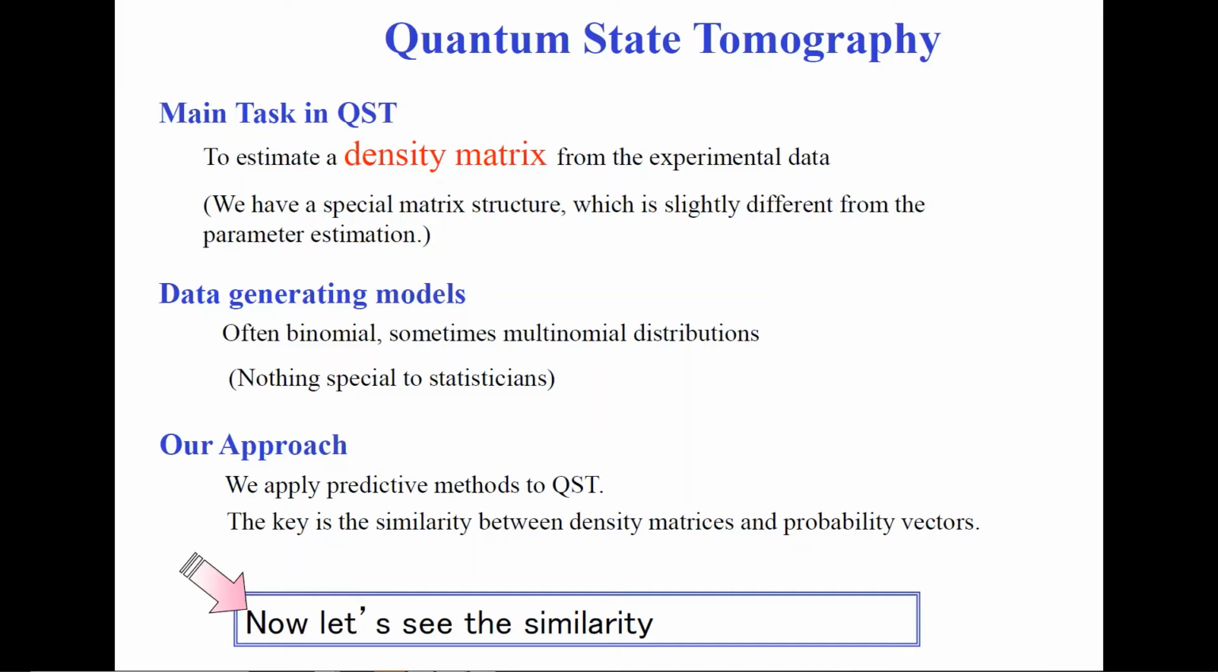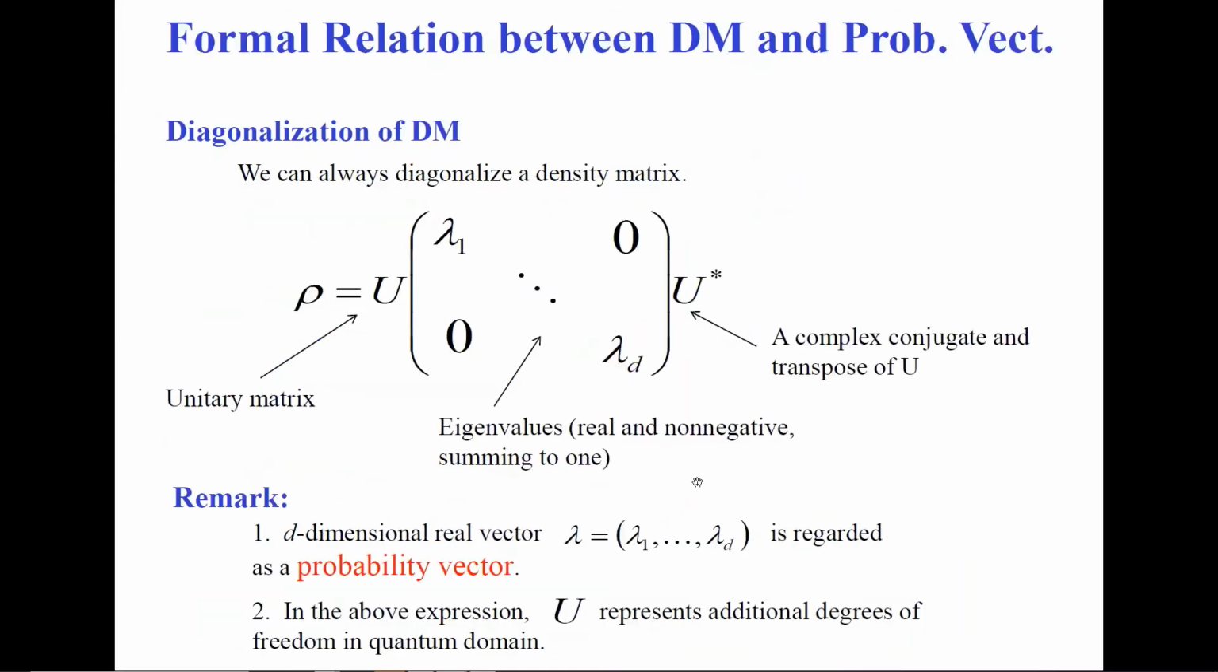And now we want to apply predictive methods in the last talk to quantum state tomography. The key is the similarity between density matrices and probability vectors. Now let's see the similarity in the next slides. Okay, formal relation between density matrix and probability vector.